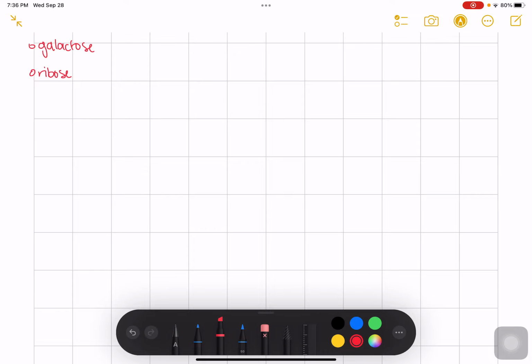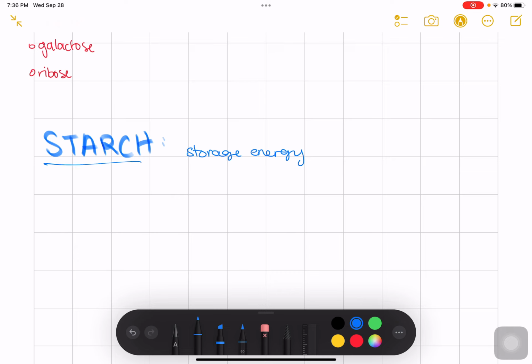Okay, so starting off, let's talk a little bit about the first one, which is starch. So where is starch found? Starch is found in plants, right? So in plants, they'll use starch as a storage of energy. They store their energy, which is carbohydrates, in the form of starch, which is a polysaccharide. Now, starch can go into two categories. It can go into amylose and amylopectin.